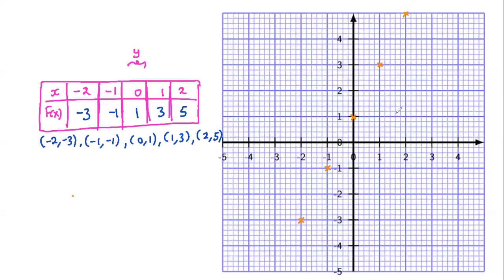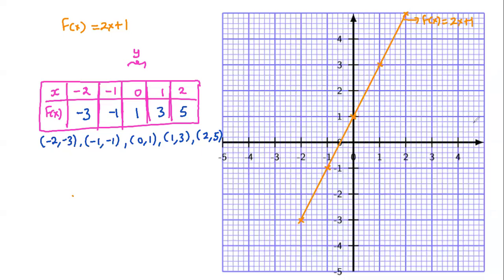Now, after plotting, I'm going to join my starting point to the end point. So I'll join like that. Now, that is my line for that function. Remember, our function was 2x plus 1. So here, you can even label it that your function is equal to 2x plus 1.